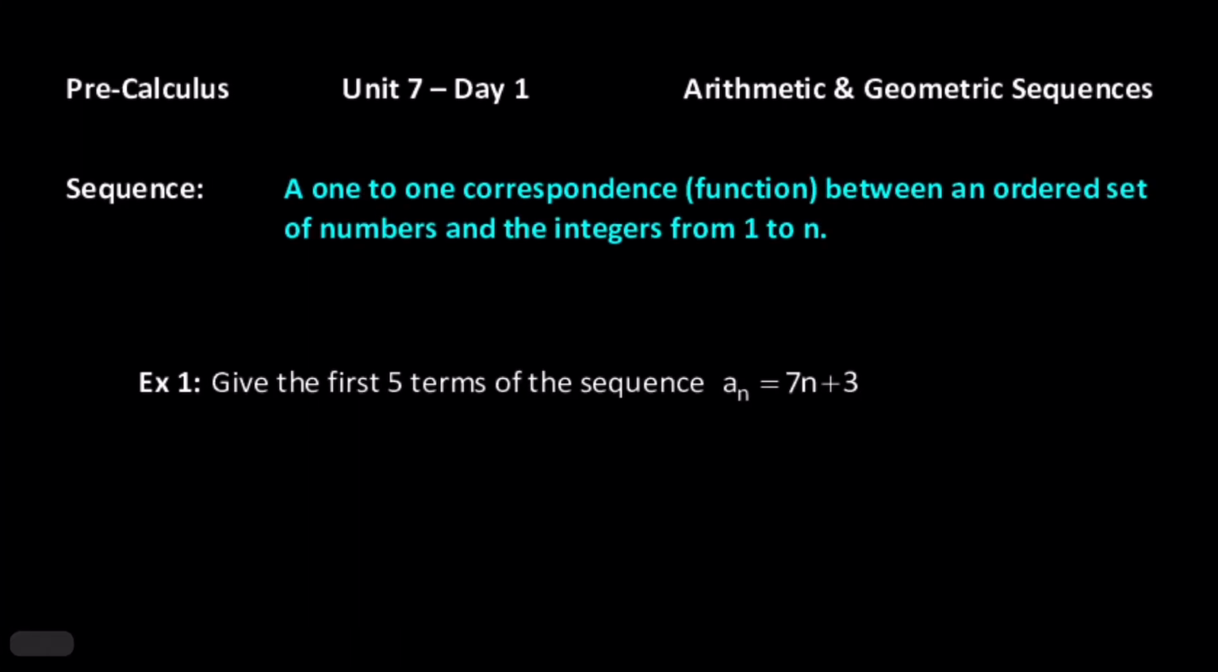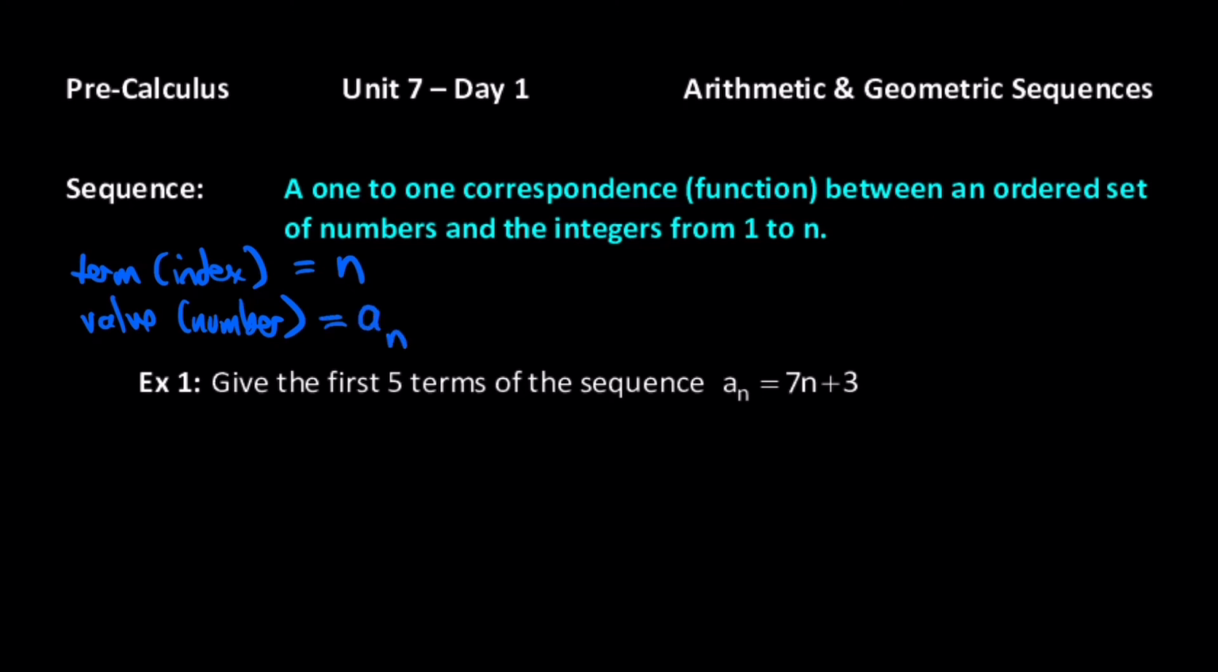All right, first let's talk about the definition of a sequence. It's simply a one-to-one correspondence or function between an ordered set of numbers and the integers from 1 to n. So, for example, what we have is a term, otherwise known as the index, and then the value, or number. All right, so the term is equal to n, and the value or the number is a sub n.